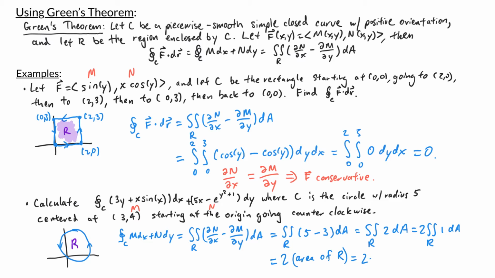Well, R is the circle with radius 5, so its area is pi times 5 squared. So this simplifies to 50 pi. Let's look at a couple more examples.